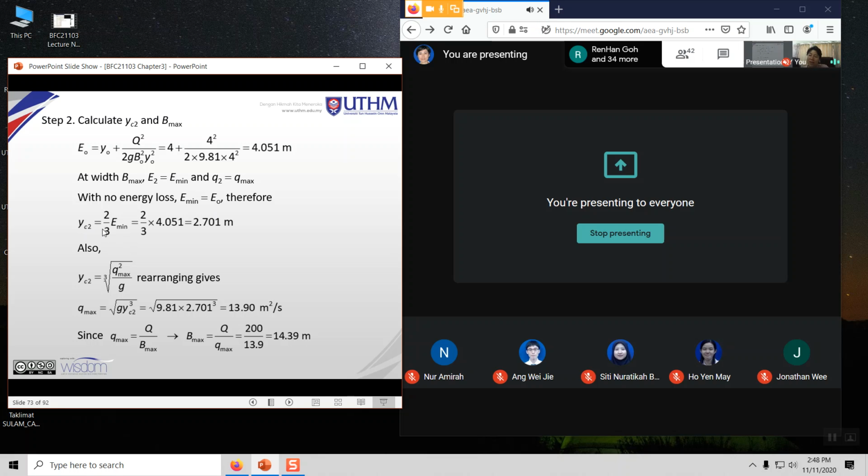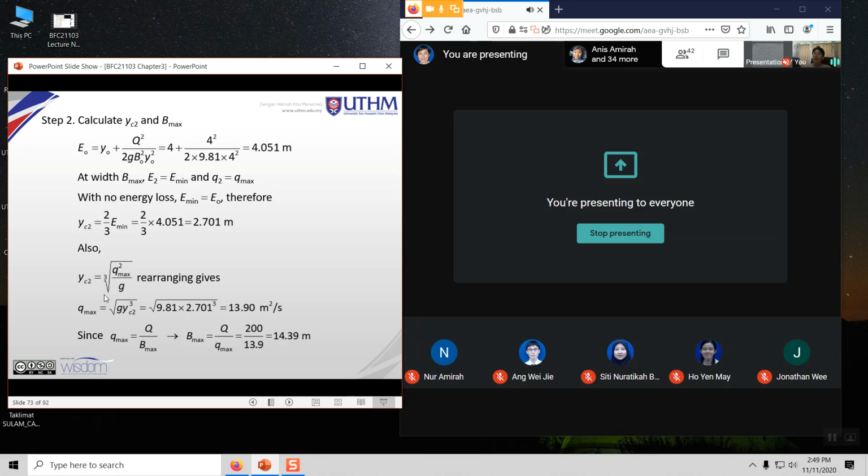So YC at location 2 is 2 over 3 E min. So therefore YC2 is 2.701 meter. You can plot out your E-Y curve and then sketch where on your y-axis 2.70 is, where is your YC naught, things like that. Of course, your YC2 should be higher than your YC naught, because your B2 is smaller than your B naught. Okay, then now since we already have YC2, from YC we can get our B max.